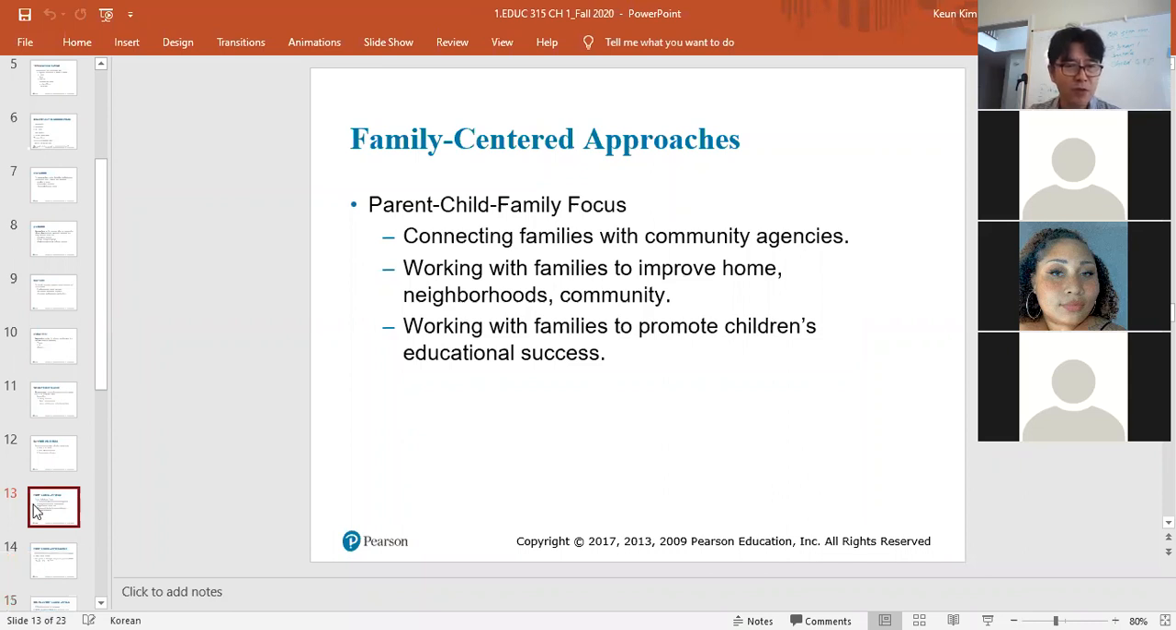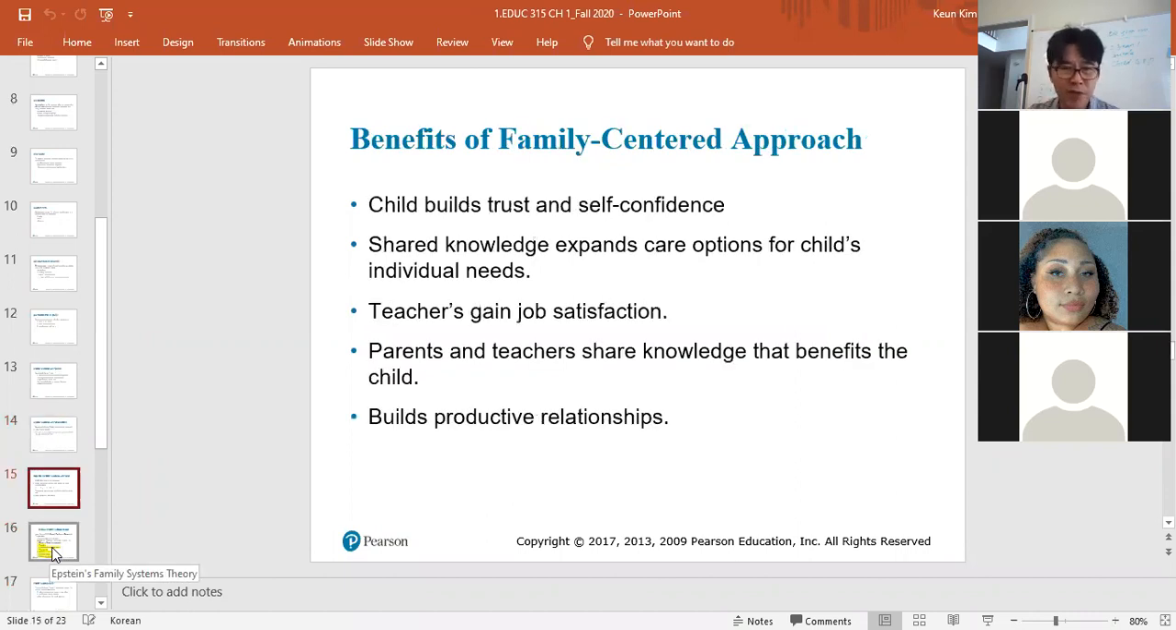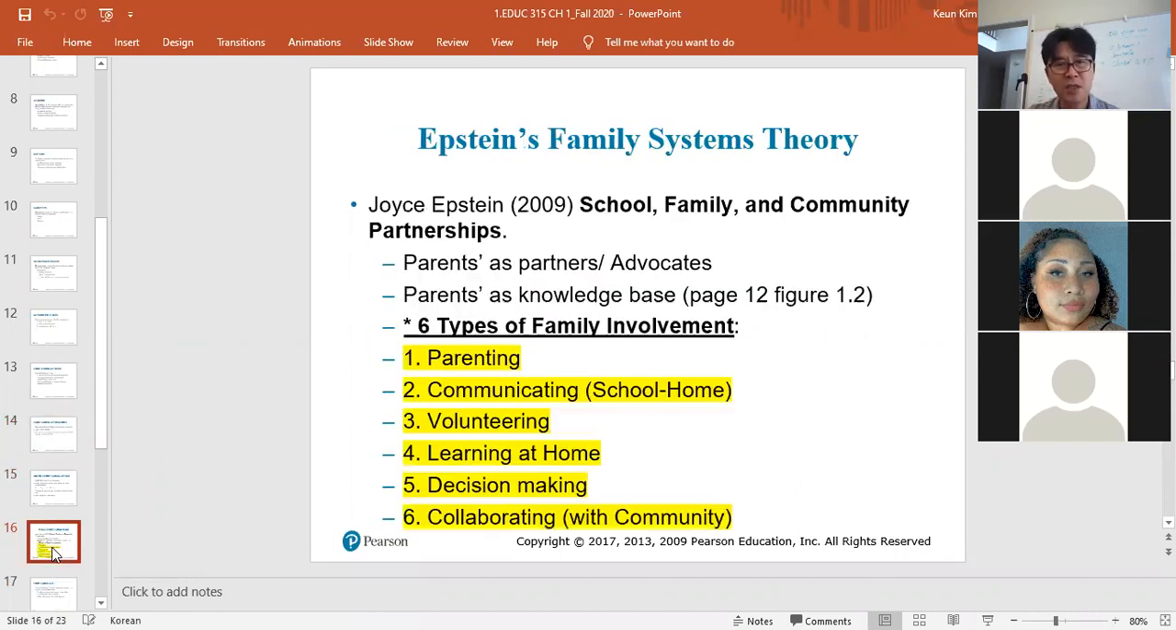The family-centered approach has a lot of benefits for children, families, and teachers too. So these are the 6 types of Joyce Epstein's family system and involvement plan. So your individual family involvement plan: Section 1, mission statement. Section 2, 6 types of your own family involvement plan based on these 6 categories: parenting, communication, volunteering, learning at home, decision making, and collaborating with the community. Then goals and actions. And the last one is a yearly plan.